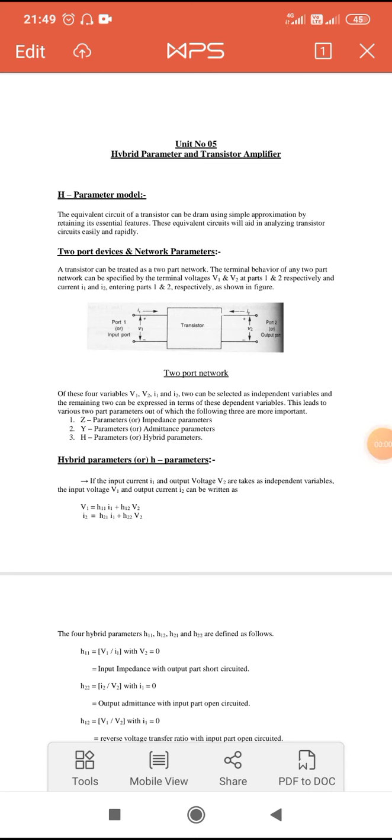Good afternoon, dear students, friends. In the previous lecture, I have already discussed the hybrid parameter model. Then again I discussed the two-port device of network parameters. In hybrid parameters, there are three types of parameters: Z parameter, Y parameter, and H parameter. H parameter is nothing but the hybrid parameter.